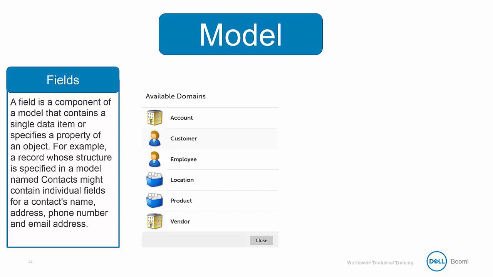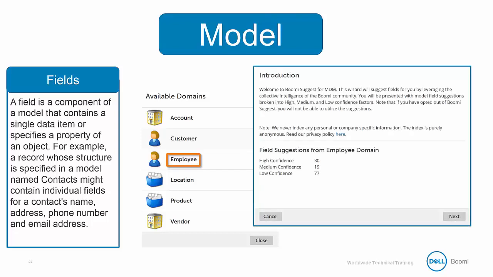This feature works just like the Boomi Suggest feature for mapping in the Atomsphere platform. So if you click on a domain choice, such as employee, it will open a new window that identifies your domain choice, and it gives you a list of the high, medium, and low confidence field matches. This will give you a head start and may even provide you with some guidance when choosing which elements to include in your particular model.